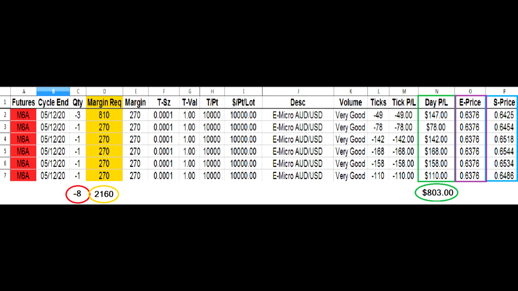So the reason I added one more contract is because I believe that the Aussie to US dollar futures is getting towards a peak. It's starting to approach a peak, starting to go up. Remember, I'm shorting these contracts, so you short them or sell them high and buy them back low. Okay? If you're not familiar with shorting, you can Google that.